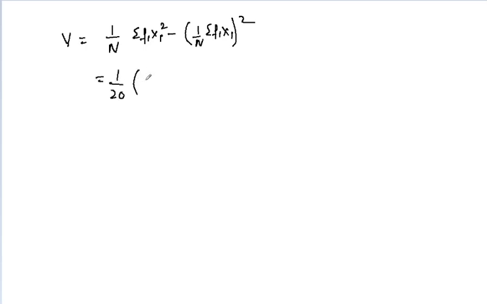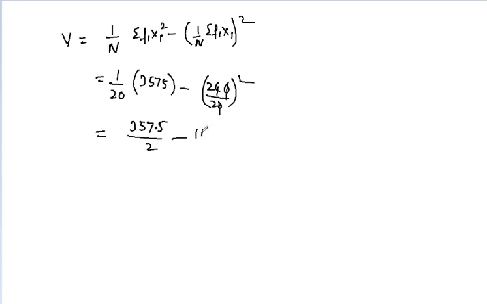Now we find the variance of the following data. Variance V, we know the formula: 1 by n into sigma fi xi square minus 1 by n into sigma fi xi whole square, that is equal to 1 by 20 into sigma fi xi square, that value is 3575, minus sigma fi xi, that is 240 by 20 whole square, that is equal to 357.5 by 2, minus, 0 cancelled, 24 by 2, 12 square is 144, that is 178.75 minus 144, that is equal to 34.75. This is the variance of the given data.